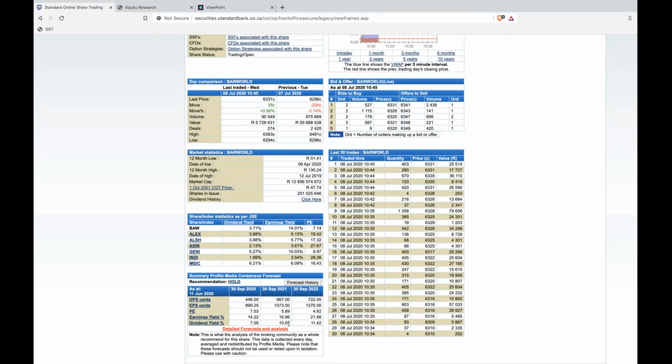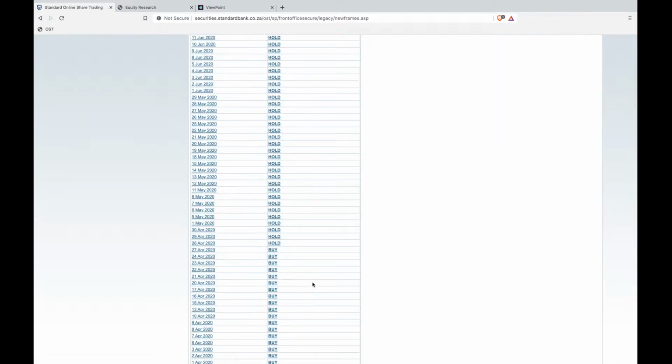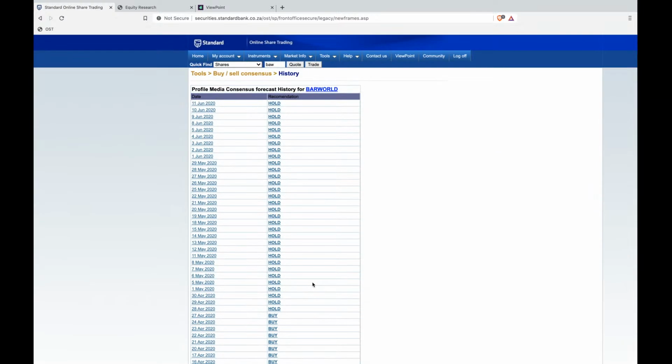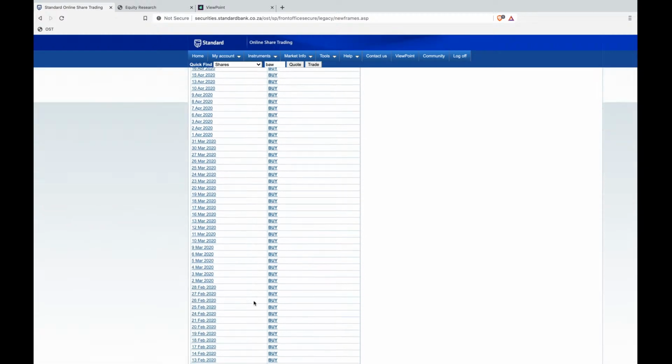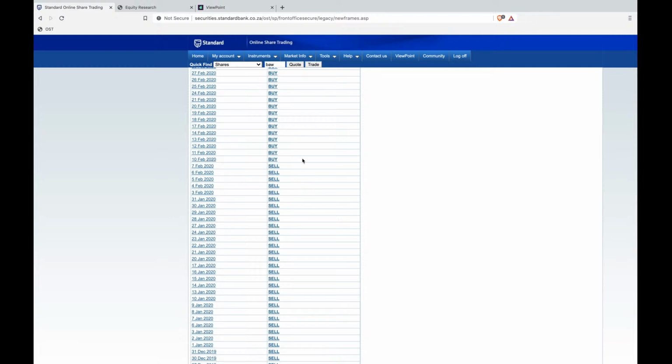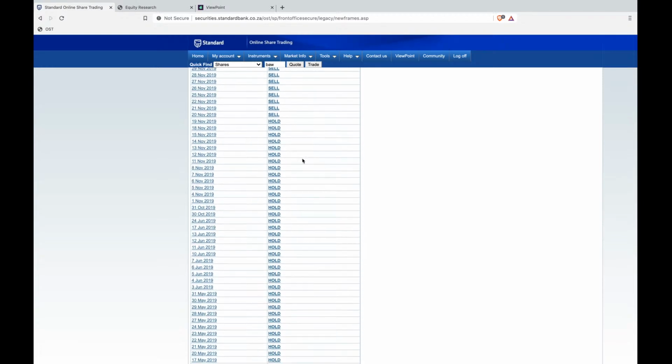Of course, the issue here is: is this going to happen? And there's a lot of ifs, buts, and maybes as we look further into the future. Here's the button I was looking for: forecast history. Now remember, this is consensus forecast for Barloworld. So up until 27 April, it was a buy recommendation. It then went into a hold, and it is currently still a hold. Before that, it was a buy from Feb 2020, and before that, it was a sell. So actually, Barloworld had been a sell and then a hold.